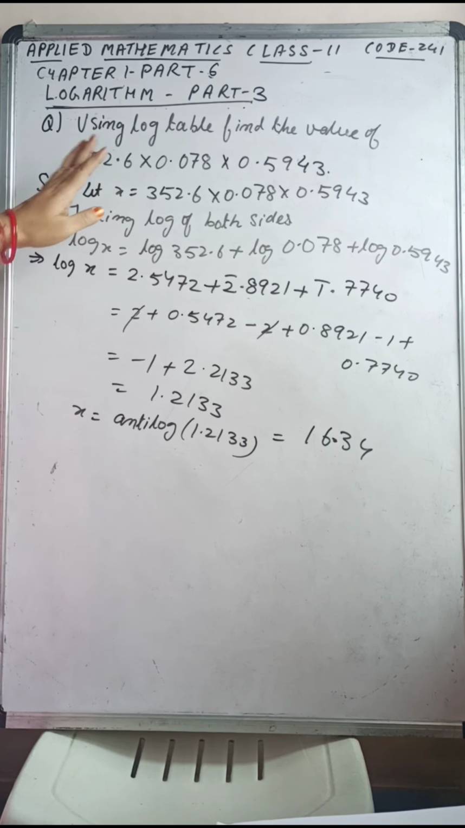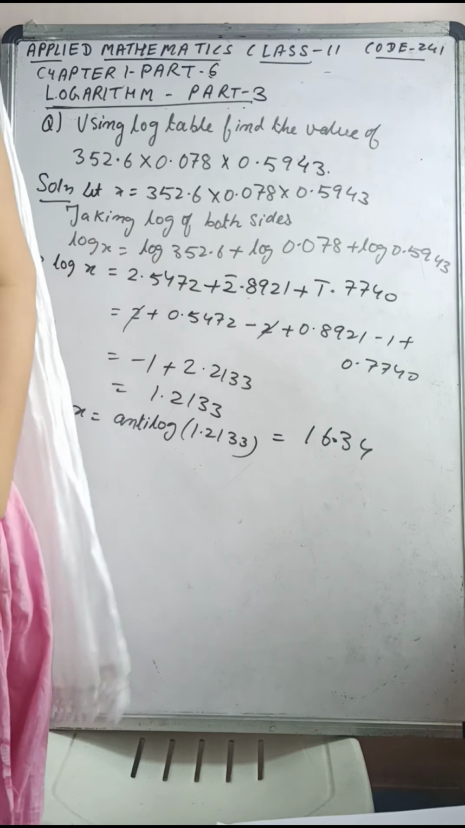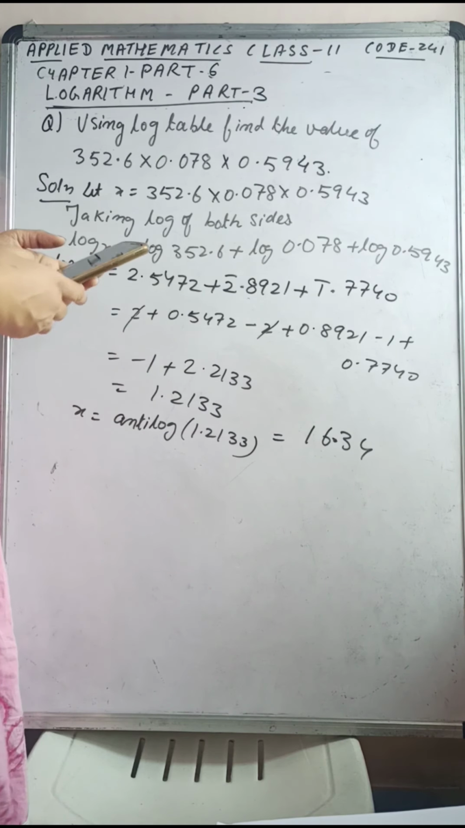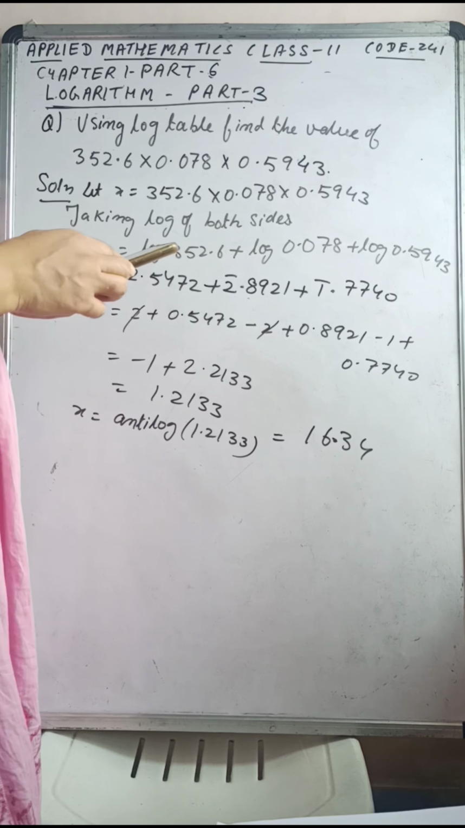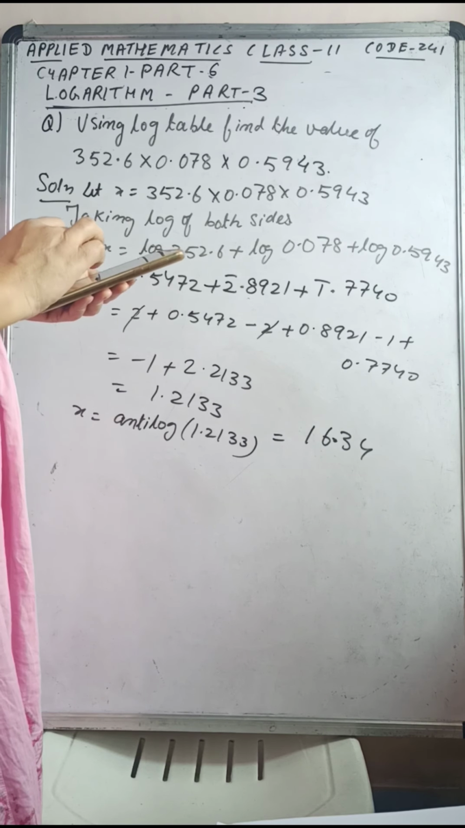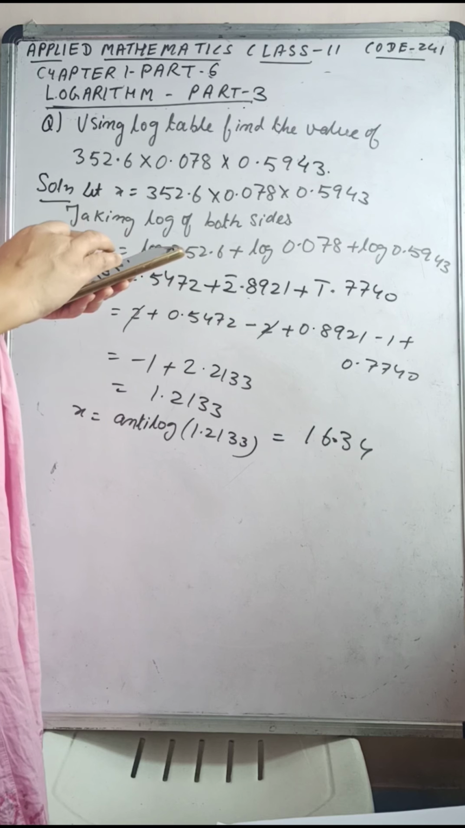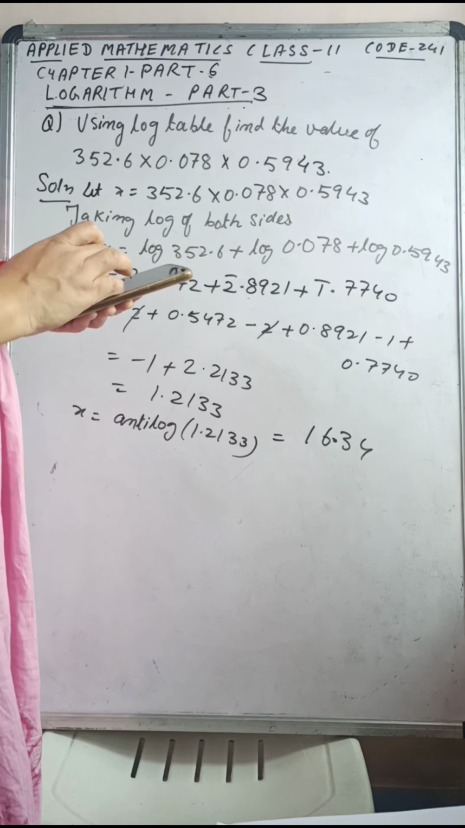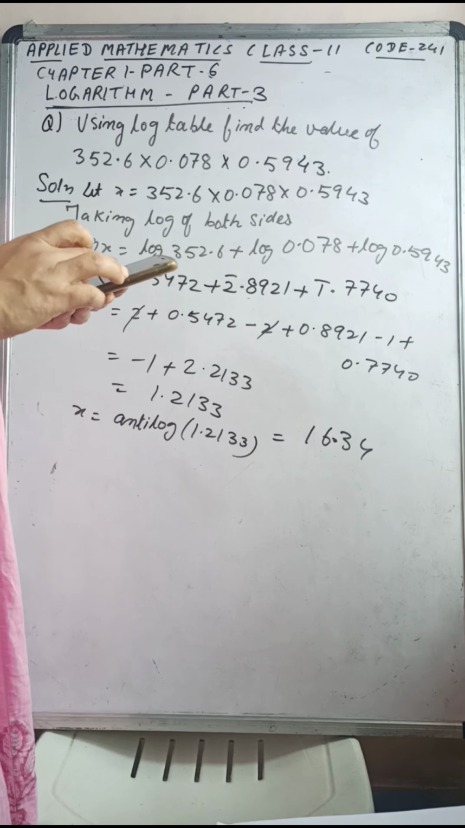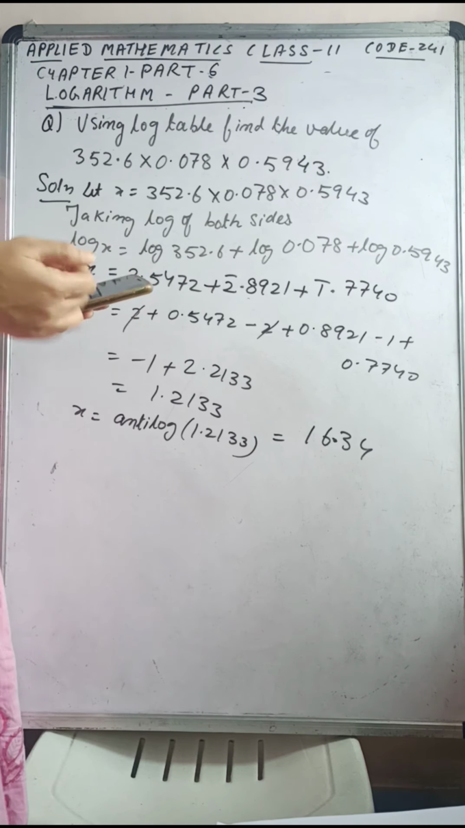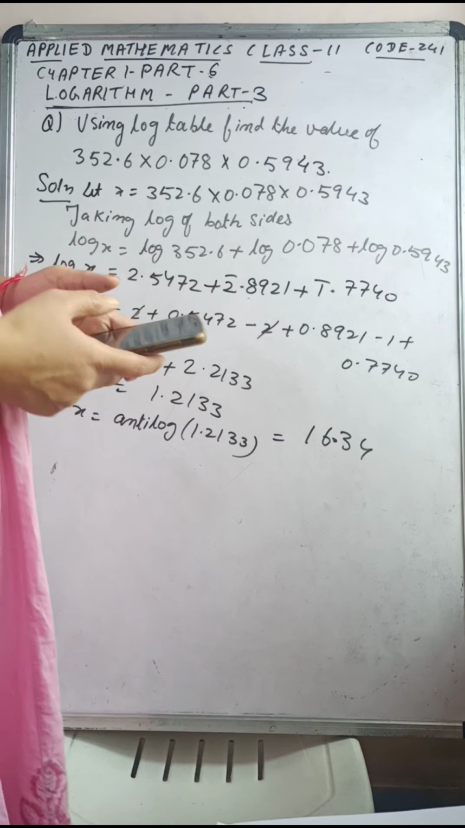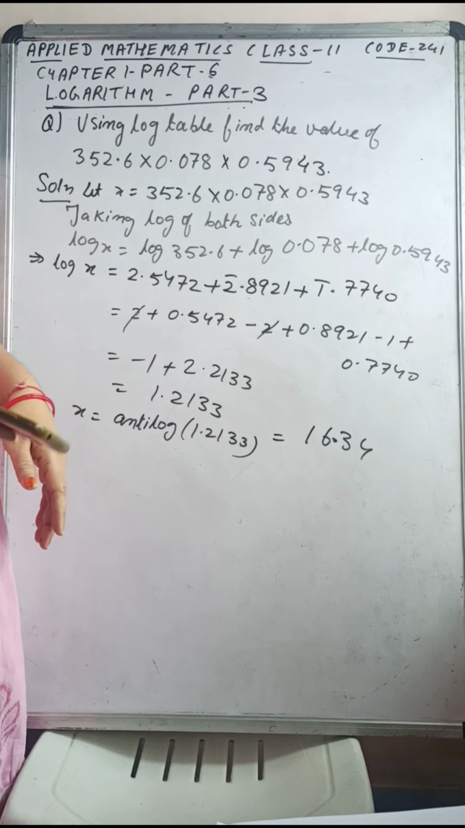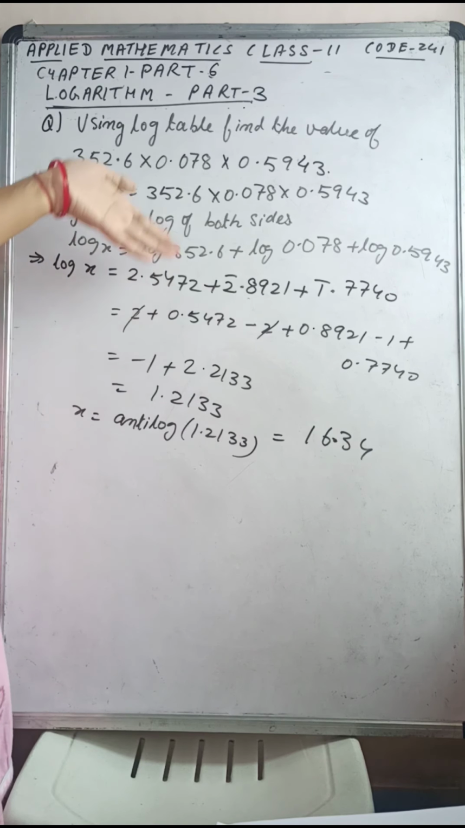This you can check with the help of a calculator also, whether this value is coming this much or not. So this I am calculating with the help of calculator. 352.6 into 0.078 into 0.5943. So the value is coming as 16.3454. So it has given the value till 4 places of decimal, and we have calculated by the logarithmic table the value as 16.34. So we are absolutely right.